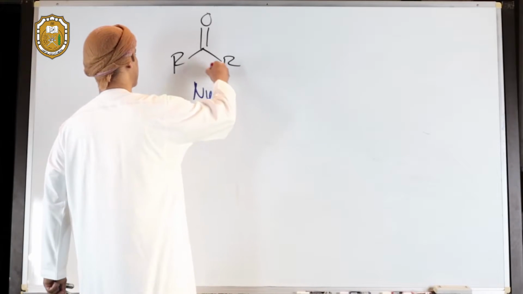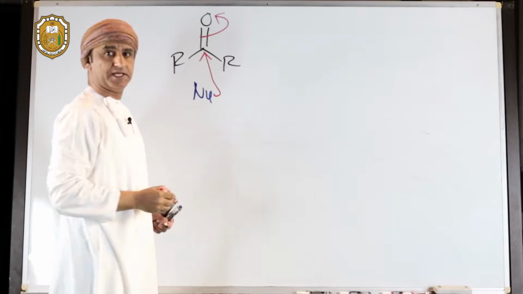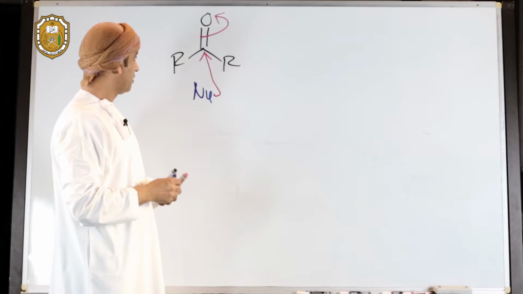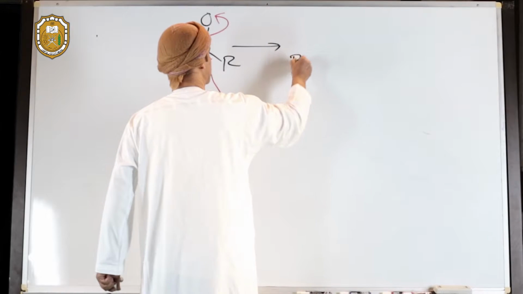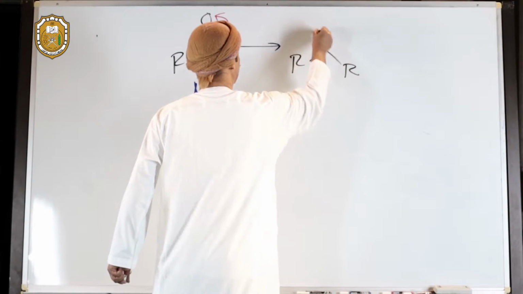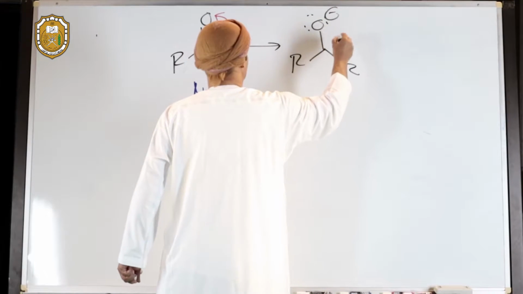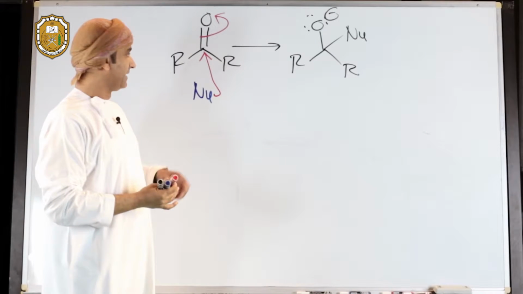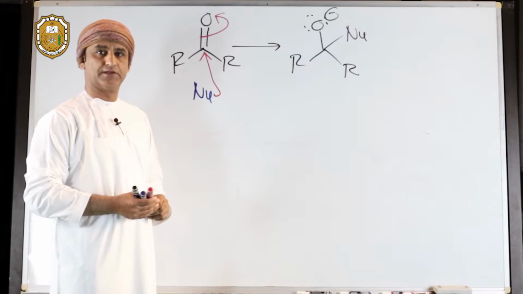So the nucleophile attacks this carbon, and the carbon-oxygen double bond is broken, releasing electrons to the oxygen atom. So this is the nucleophilic addition product, where the nucleophile attacks, again, that carbon of the carbonyl group.